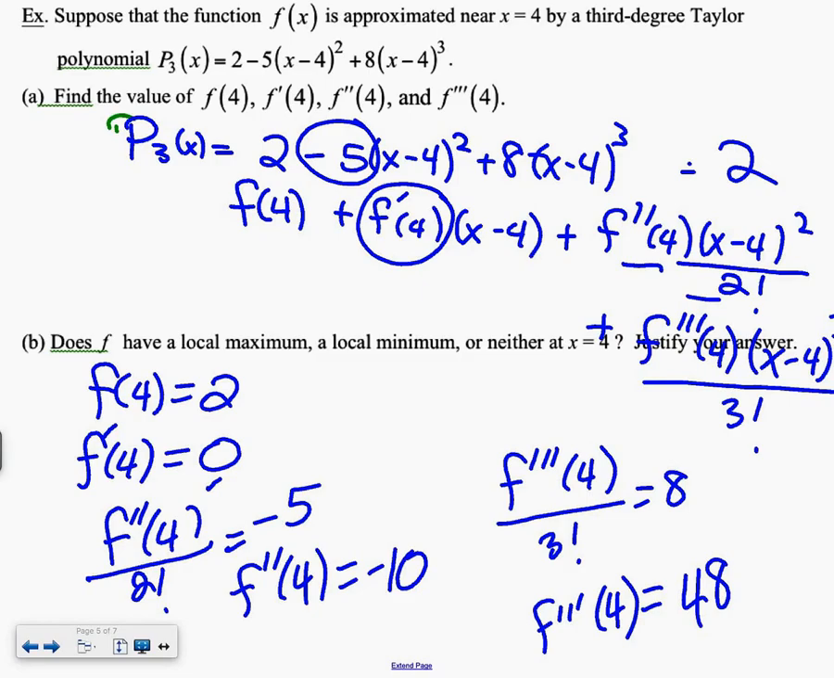So if you have a maximum, what's true of the second derivative? Think about it. It has to be negative, because the graph is concave down, right? For a minimum, it would be positive because it's concave up, right?